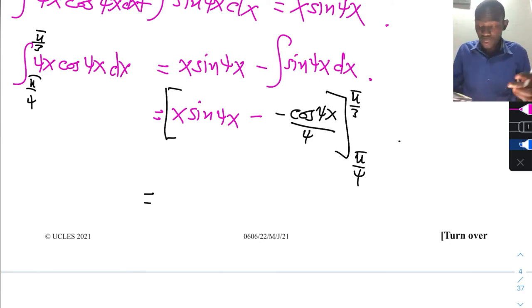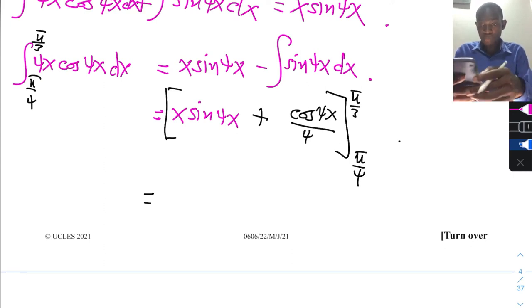I'm just going to put the whole function in the calculator. Make sure that it's in radians though. x sine 4x minus, okay, don't do minus, do plus, because you have minus here, minus there, so just put plus there. So plus cos 4x over 4. All right, now you solve it.